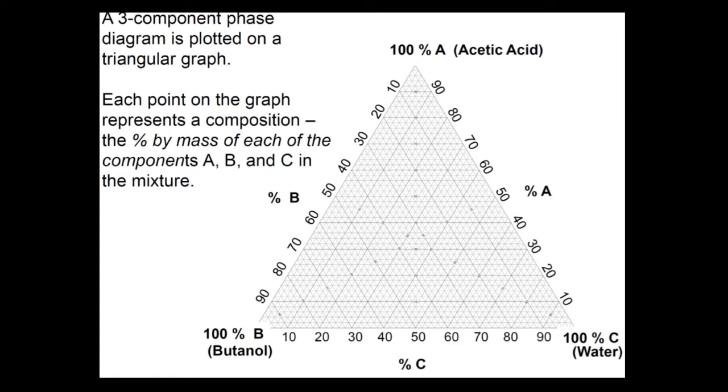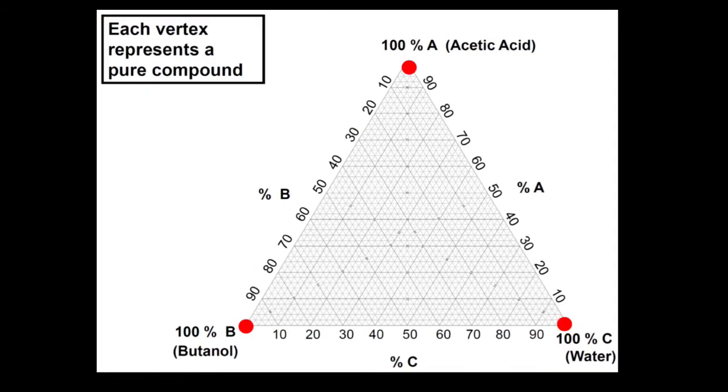So each point on the graph represents a composition. Each point represents the percent by mass of each of the components, A, B, and C, in the mixture. So what we're going to do in this lab is try to figure out which portions of this triangular graph, in other words, which compositions end up giving you one phase and which end up giving you two phases. So I'll try to explain this diagram very thoroughly on the next slides.